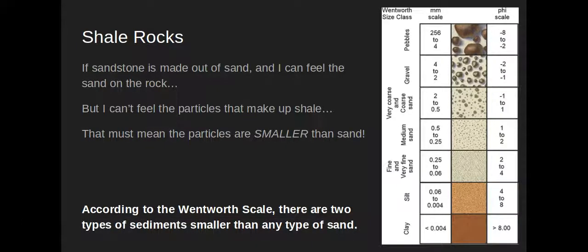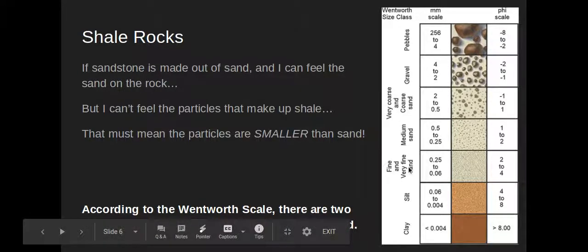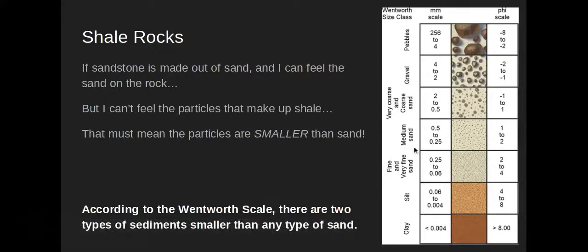And the Wentworth scale talks about particle sizes. So we know that sandstone is made out of sand, and we have very coarse sand here. We have medium sand, and we have fine and very fine sand here. So those are the particles that will make up sandstone.